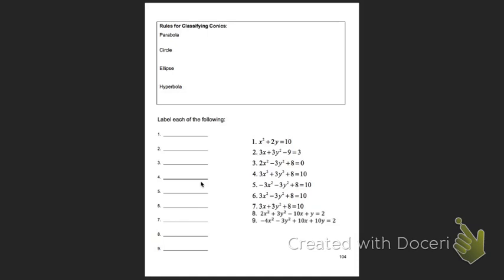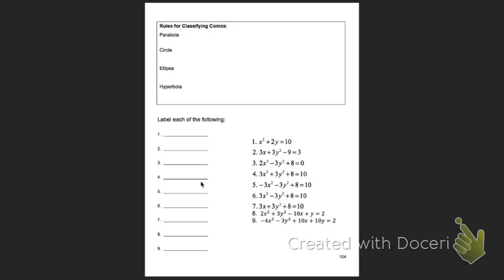Here we see a bunch of equations. Numbers 1 through 9. And what we're going to do is we're going to go through each one and decide whether it is a parabola, a circle, an ellipse, or hyperbola. So I'm going to give you some shortcuts as to how you can just look at it and identify it.